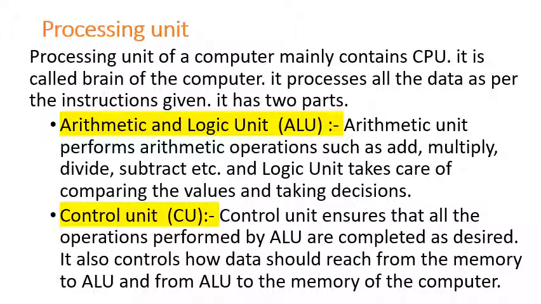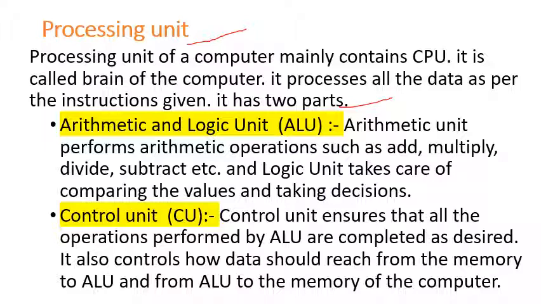Next one is the processing unit. The processing unit of a computer mainly contains the CPU. It is called the brain of the computer. It processes all the data as per the instructions given. It has two parts, ALU and CU.